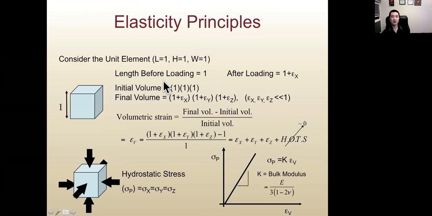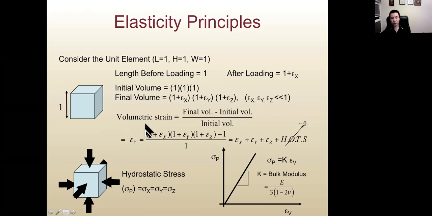All right, so more elasticity principles. If we consider a unit element with length, height, and width equal to 1, the total volume of that unit is 1 times 1 times 1, so that's 1. If the unit takes a load, we have a change in length. The new volume will be (1 plus epsilon x), where epsilon x is the strain in the x direction, times (1 plus epsilon y) times (1 plus epsilon z). But these strains are much less than 1. Keep that in mind.